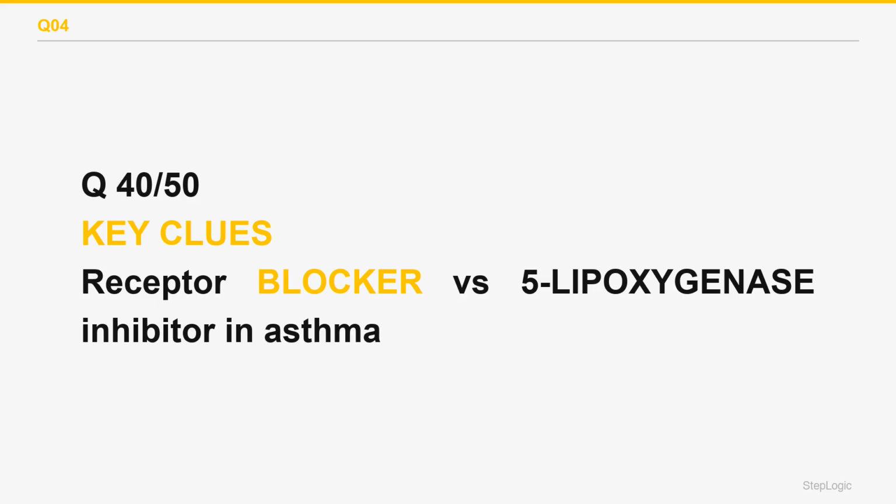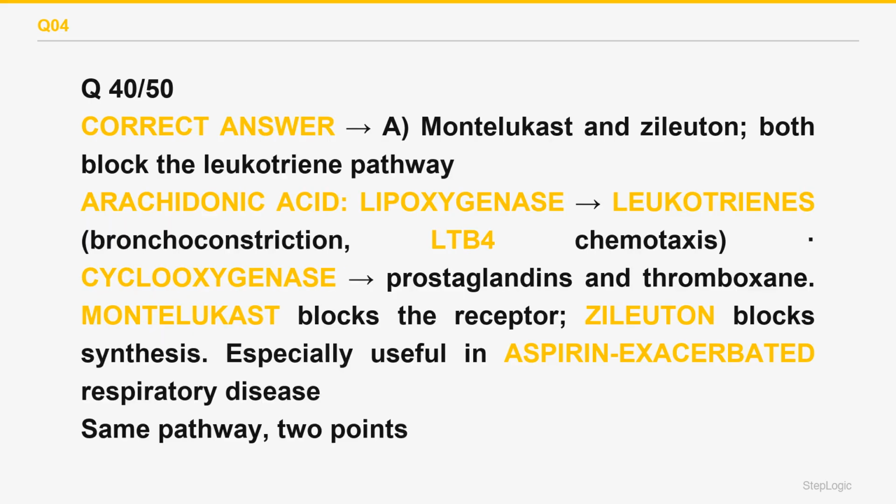Choice E names the other branch entirely. Cyclooxygenase leads to prostaglandins and thromboxane. The correct answer is A.